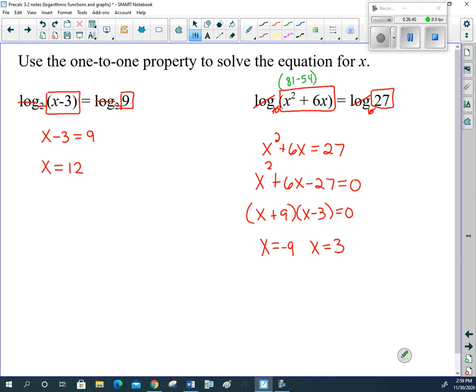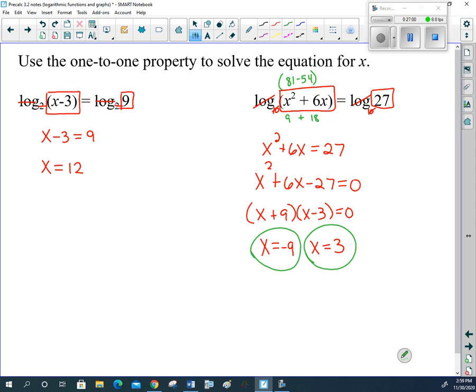So now when you do 81 minus 54, that turns out to be 27, and that matches the right-hand side. So that number is okay to have. Okay, do the same thing with 3. Put your 3 in here. 3 squared is 9. And then 3 times 6 is 18. Is 9 plus 18, 27? It is. So yes, that number works.